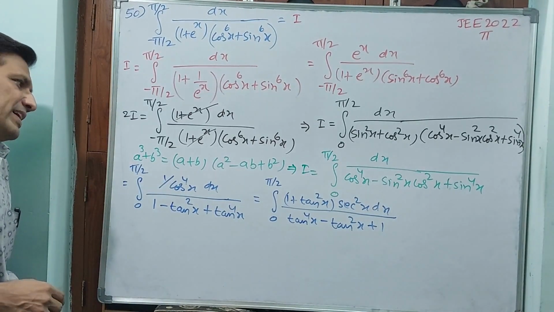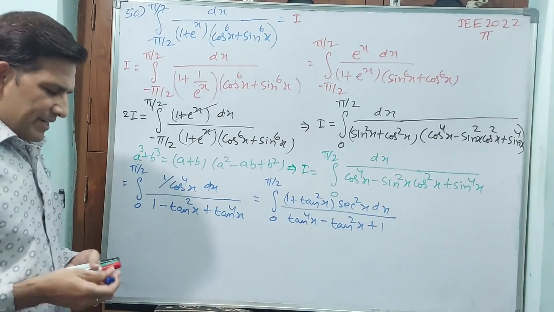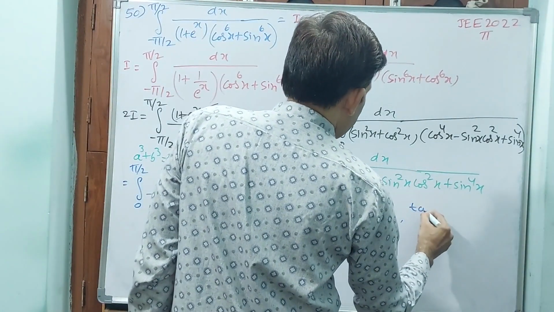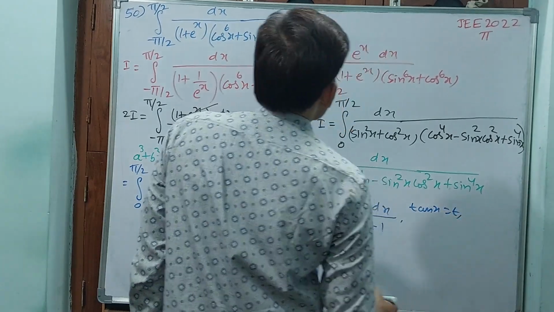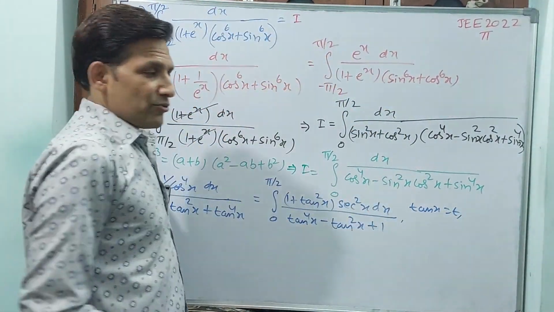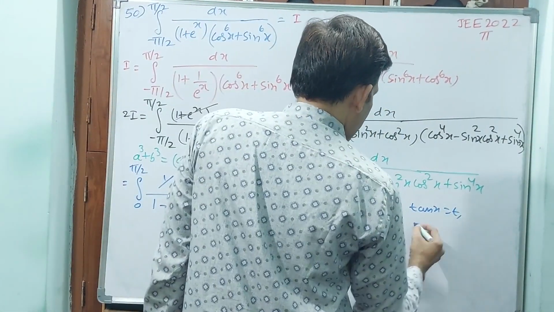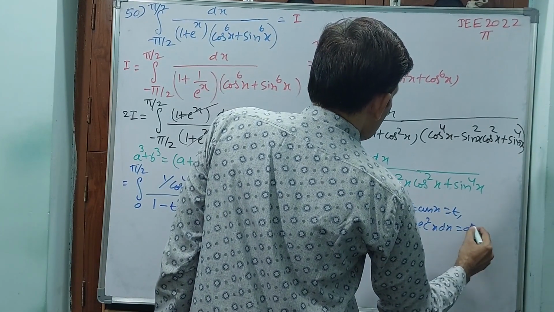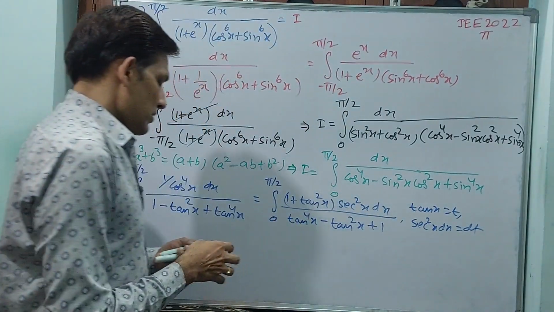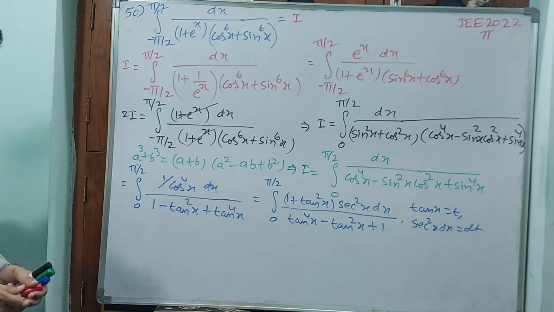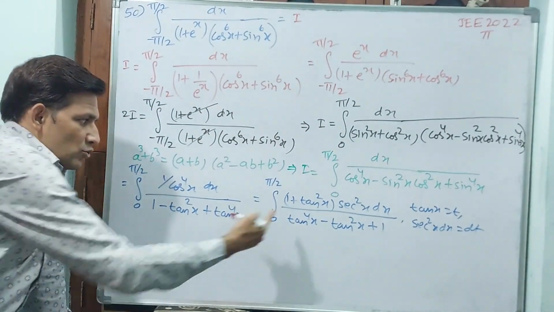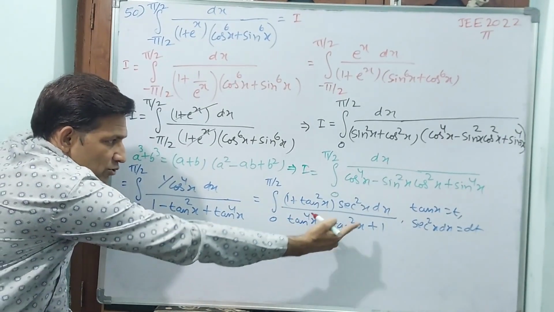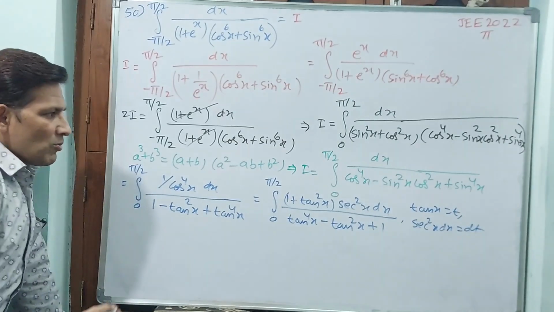What will happen if I take it? Let us see what will happen. I am taking tan x as t, because I have not taken any substitution until now. Then secant square x dx is equal to dt. Then you can write 1 plus t square over t to the power of 4 minus t square plus 1. That is okay. But what about limits?